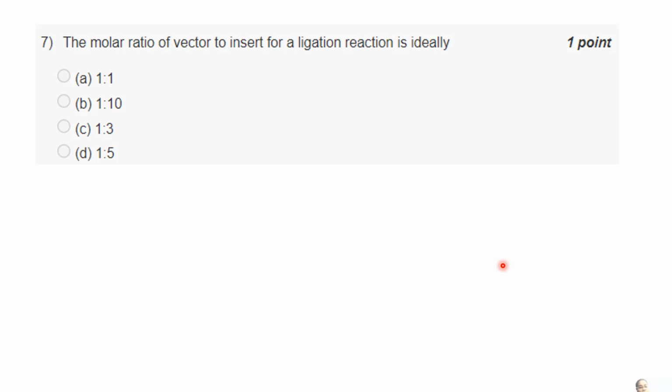Okay, so we'll move ahead with discussing these questions. Basically, the answer will be 1:3. There can be various ratios of vector to insert, depending on what the purpose is and what your starting material is, right? Depending on that, we choose the vector to insert ratio. Now let's discuss which one is the most prominent and when we can choose or play around with this ratio, right?